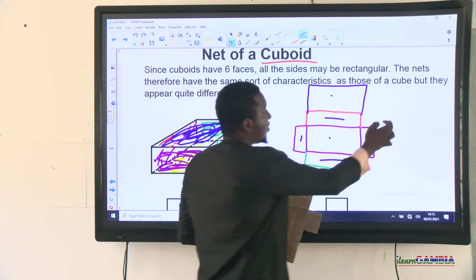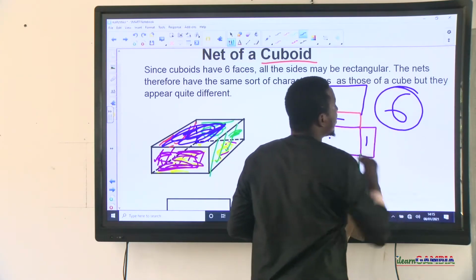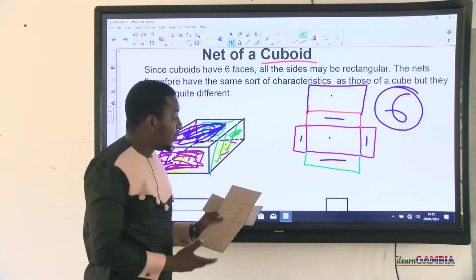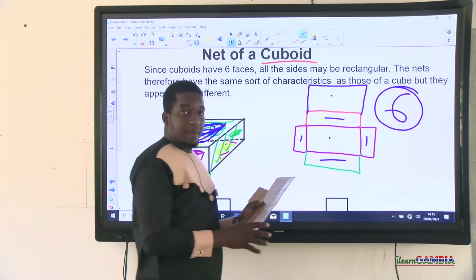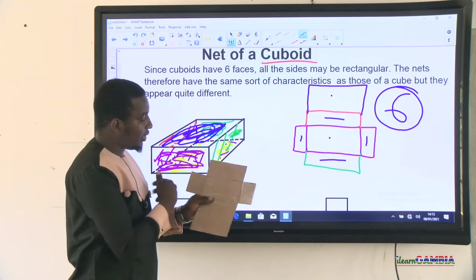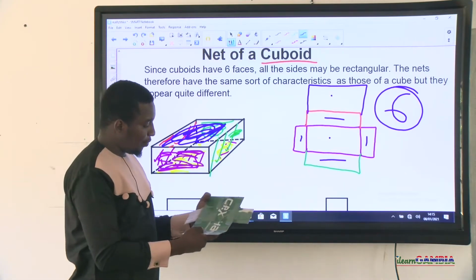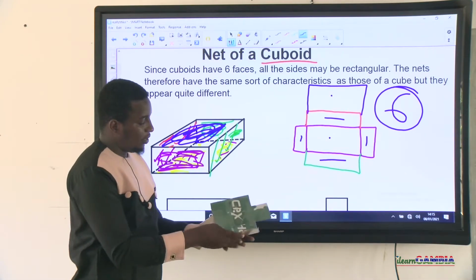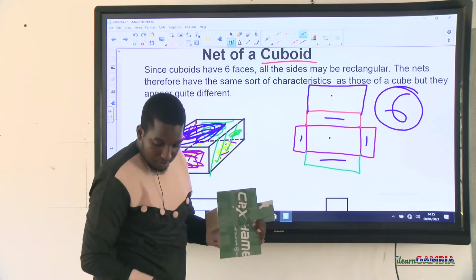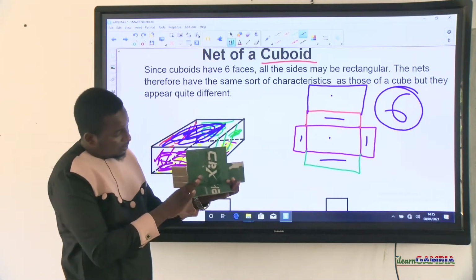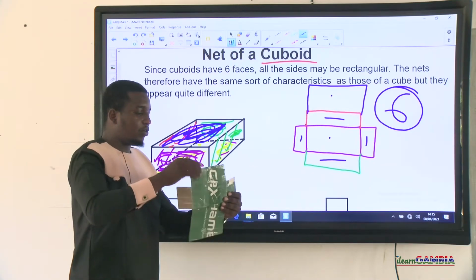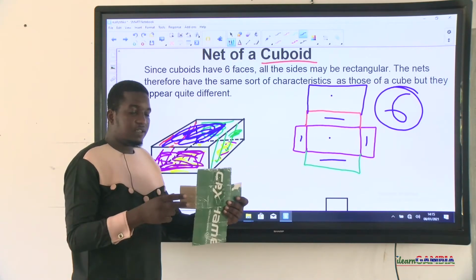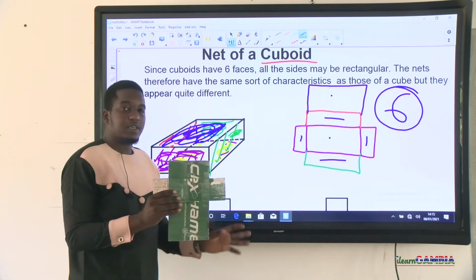Since it has 6 faces, we will need 6 cutouts, and then we'll try to make sure that the opposite faces are equal to avoid overlapping. So if you look at this now, this is an example. It has how many faces? This face is 1. We have here, this is the second one. Then we have here, which is the third one. Then we have the one on top, which is the fourth one. This side, the fifth one, and here we have the sixth one.